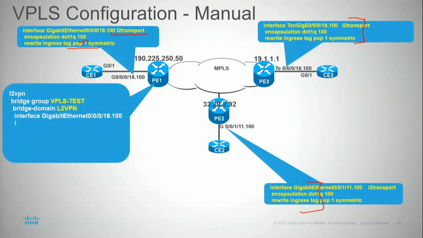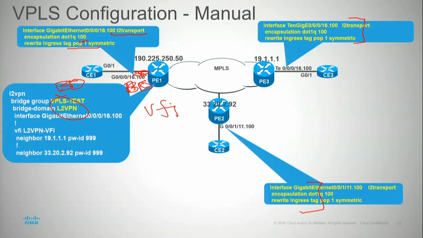So here we can see that under L2 VPN, bridge group VPLS-test, the bridge domain is L2VPN, and I have called that attachment circuit or EFP under that bridge domain. So this is the complete bridge domain configuration. Now we will configure the VFI. So this is the attachment circuit, or we can say the bridge domain, and next we will configure the VFI.